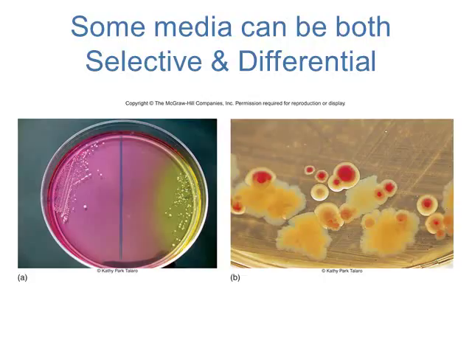Some media can be both selective and differential at the same time. The one that we're going to be using in lab is called MacConkey agar. MacConkey agar is selective because it grows gram-negative bacteria, but it does not grow gram-positive. So it grows one type of bacteria and inhibits another type.